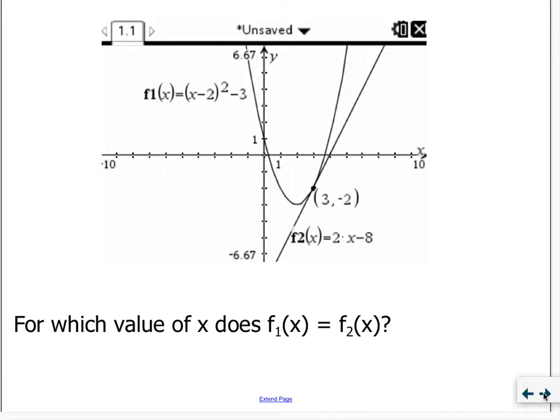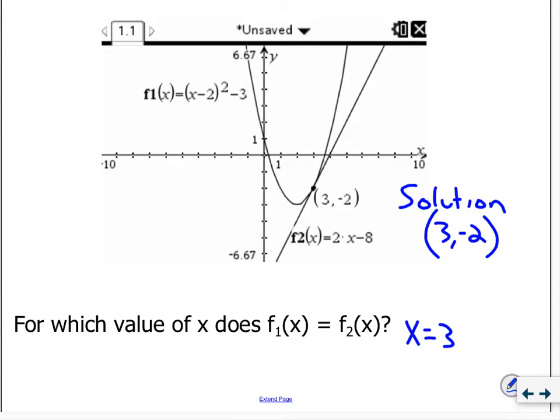Alrighty. Did your graph look like this? So the only solution here is the point 3, -2. And again, what's the value of x where function 1 equals function 2? Looks like it's going to occur at x equals 3.